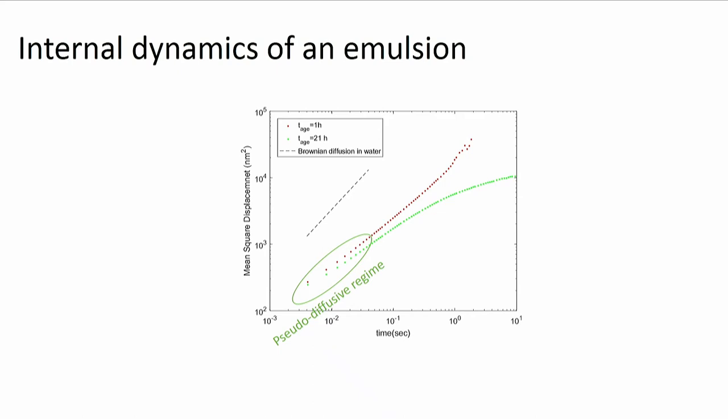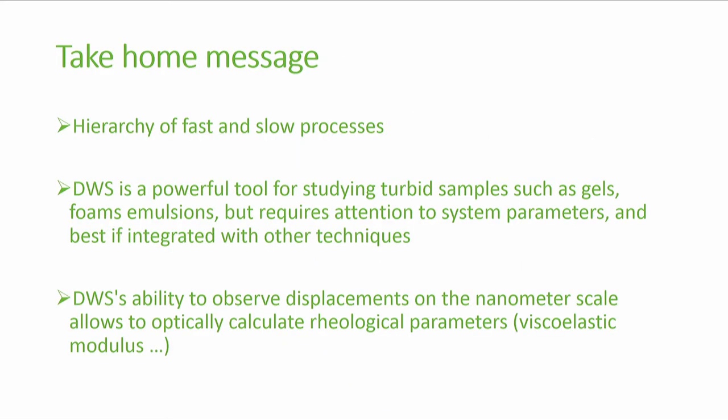At early times, you observe something that is pseudo-diffusive, so it's kind of like this. But as you go to later times, you find sub-diffusive behavior and then caging effects. These effects are more evident in the emulsions that have been stored for some time. So this is something we can look into in the experimental session.